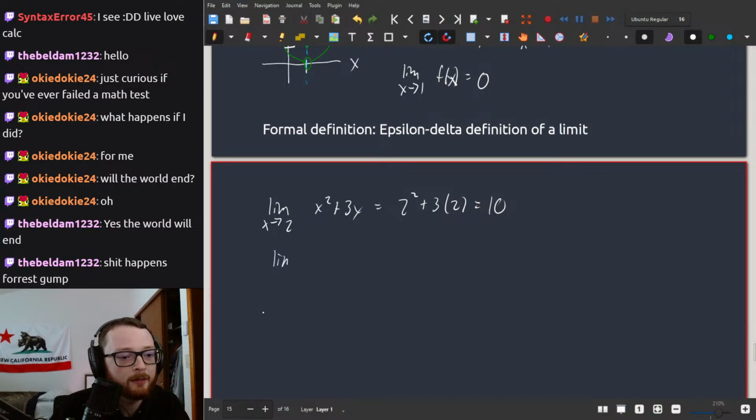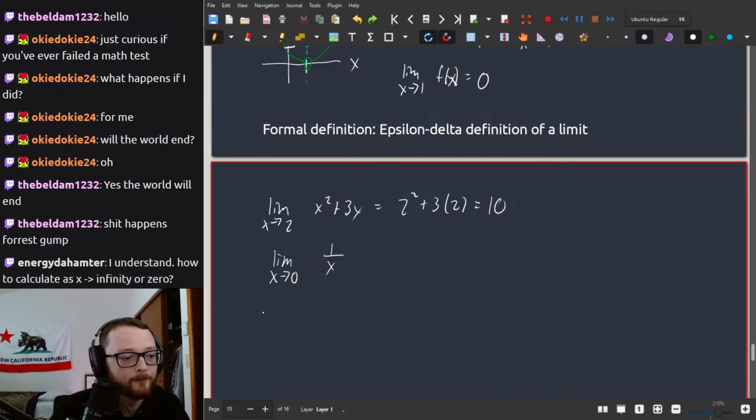If they give you something like the limit as x goes to 0 of 1 over x, then things get kind of interesting. Okay, yeah, and so that's exactly what we're asking about. So we can talk about that next.